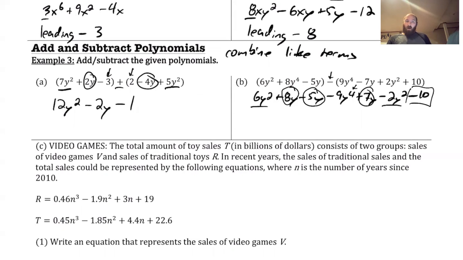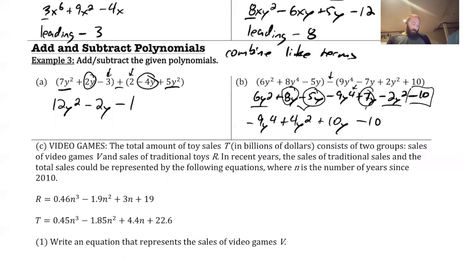Okay, since I did the standard form earlier, I'll do that again. Let's put a negative 9y to the fourth in front. Positive 6 and a negative 2 is going to be a positive 4y squared. 8 minus 5 is 3. And then plus 7 gives me a positive 10y. And then I finish with a negative 10.